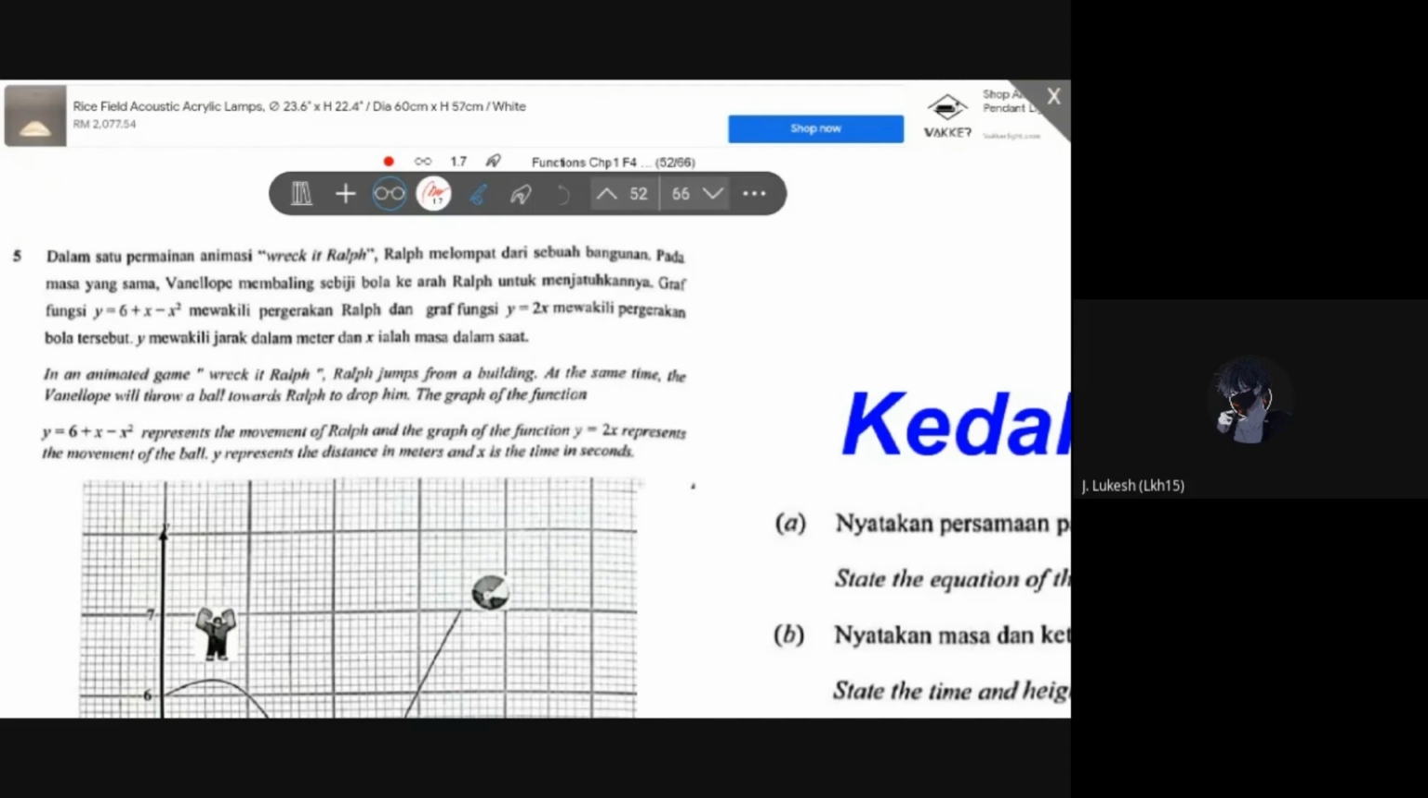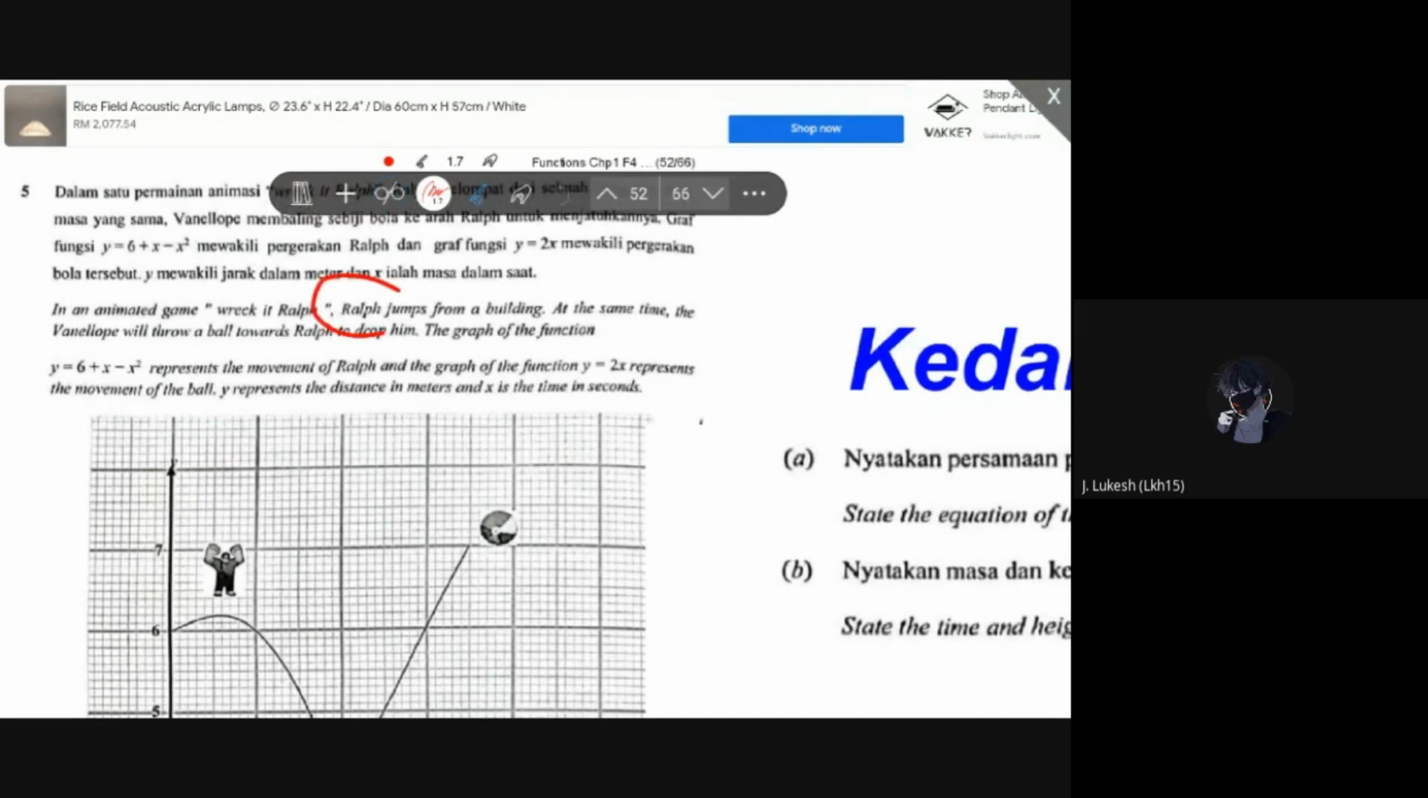So in an animated game, Wreck-It Ralph, that's the game, Ralph jumps from a building. So you can assume that Ralph is this one, jumping from a building. This is the situation. At the same time, Vanellope throws a ball towards Ralph. And the graph of the function.